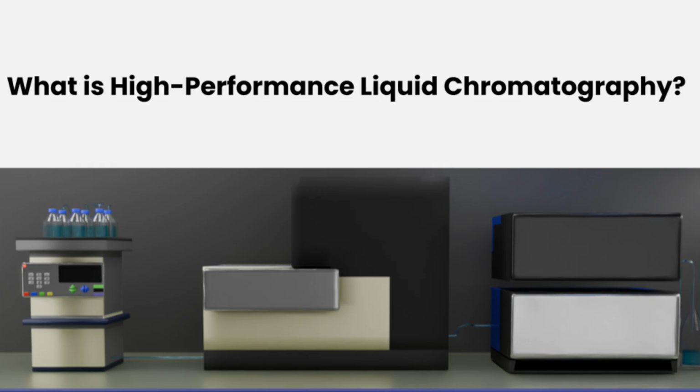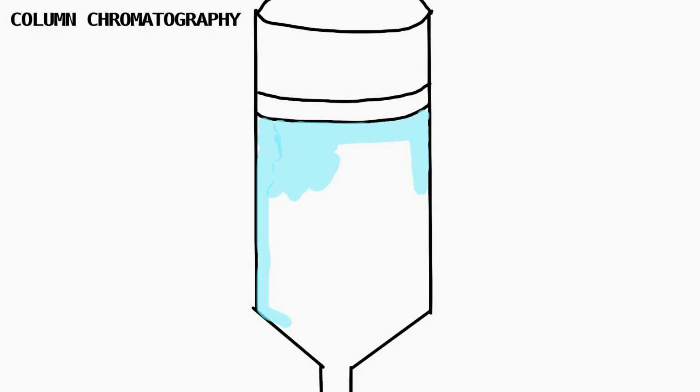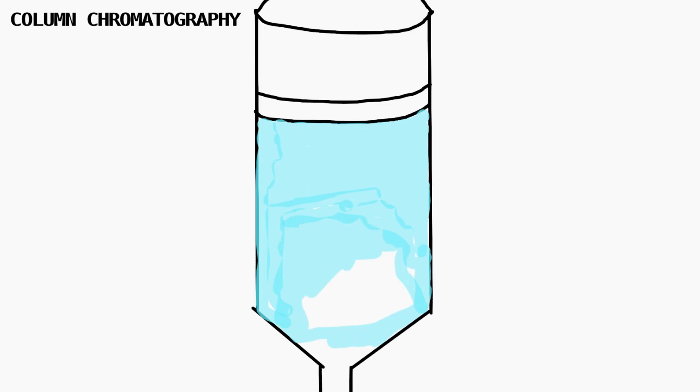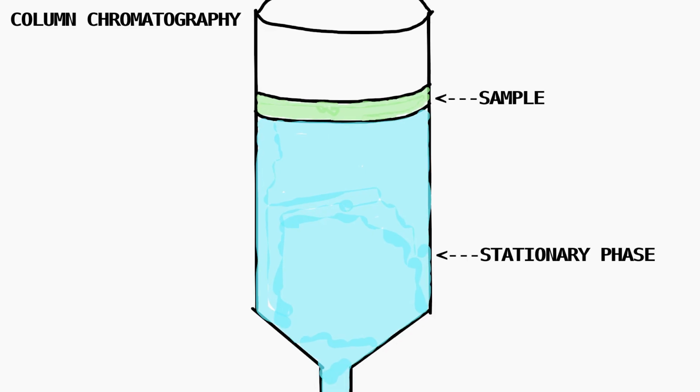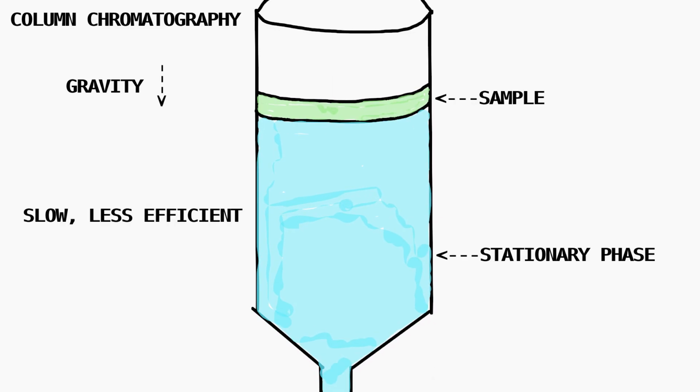What exactly is HPLC and why is it such a big deal? At its core, HPLC is a high-tech way to separate the compounds in a liquid mixture. The idea comes from the technique called column chromatography, where a sample is poured over a column filled with solid substance. The different compounds in the sample travel through the column at different speeds and separate as they go. But traditional columns rely on gravity. They are slow, less efficient, and not ideal for precise measurement. That's where HPLC came in.